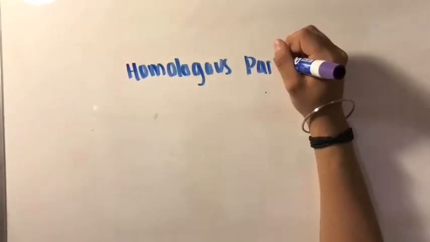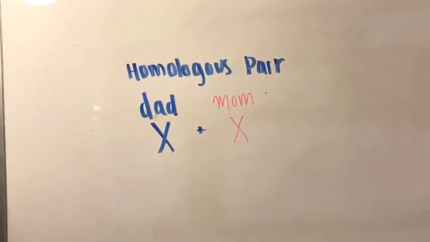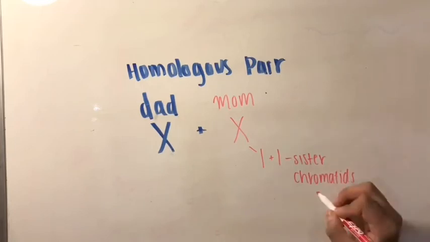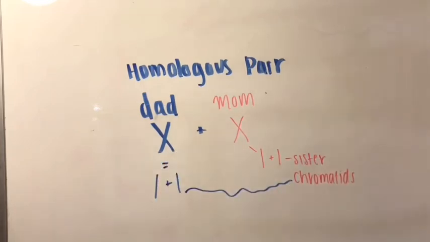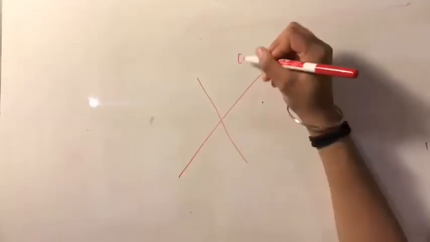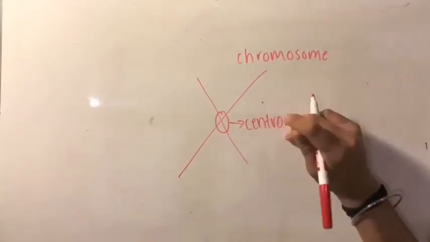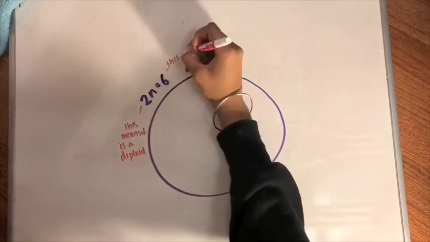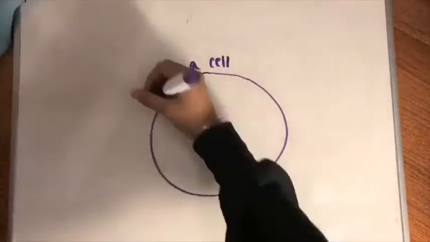Next are homologous pairs. Two chromosomes, one from mom and one from dad, that carry the same genes and are similar in shape and information. Next up are centromeres. The centromere is the center point of a chromosome and can be thought of as a connection point. A diploid cell contains two sets of chromosomes, one from mom and one from dad. A 2n = 6 cell will have 6 total chromosomes and 3 from each parent.